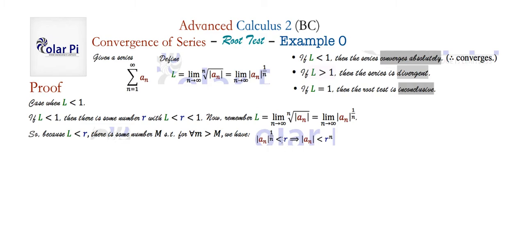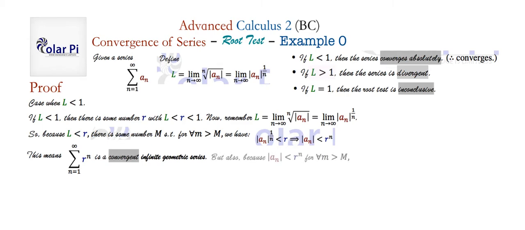But wait, this statement here is equivalent to saying that, right? And guess what we're going to do now? We're going to make an infinite series out of R to the n. But remember, since R is less than 1 and bigger than L, R is between 0 and 1. And therefore, when we make an infinite series out of R to the n, this is going to be convergent by the infinite geometric series where R is between 0 and 1. This here is convergent because it's an infinite geometric series that converges as R is between 0 and 1.